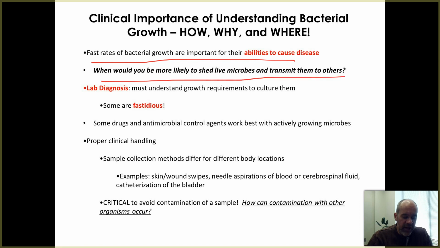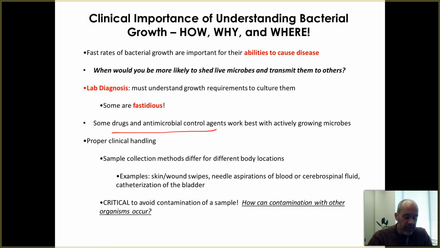When are you more likely to shed live microbes and transmit them to others? Where? From what parts of the body are you going to be emitting these microbes? Lab diagnosis, as I've already talked about, if you're going to grow microbes in the laboratory, you have to be able to understand their needs and requirements so that you can grow them to large numbers and study them. You have to keep in mind that some are fastidious, which means they're picky. So you've got to know, what type of culture medium do I have to provide to grow this particular organism?